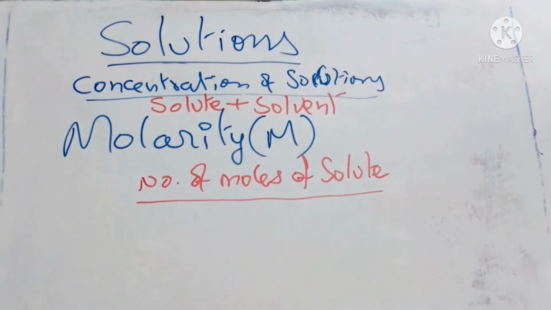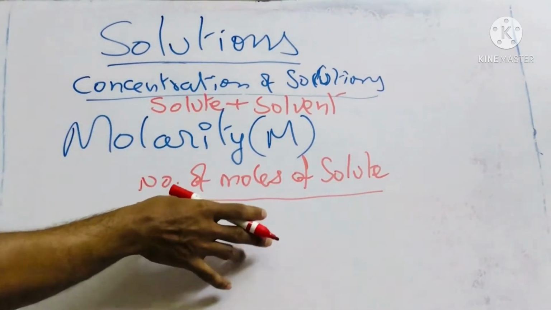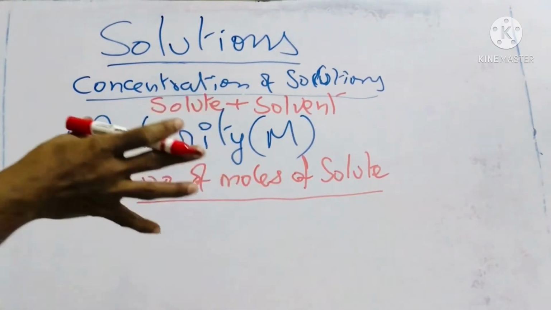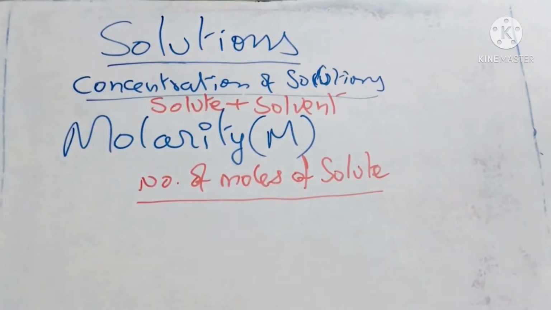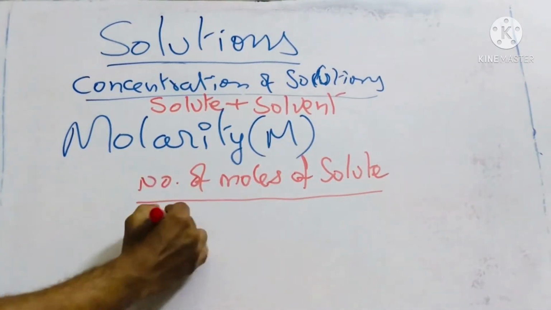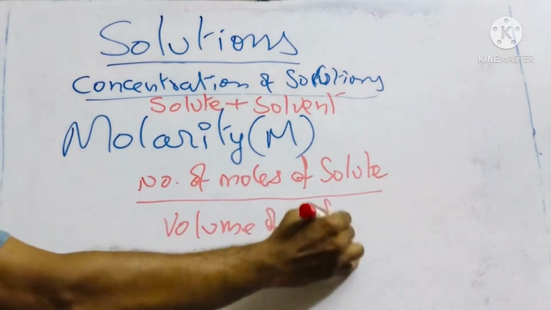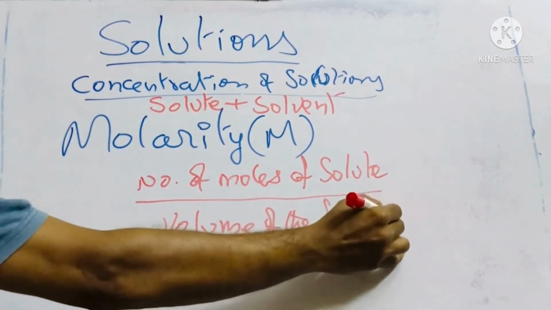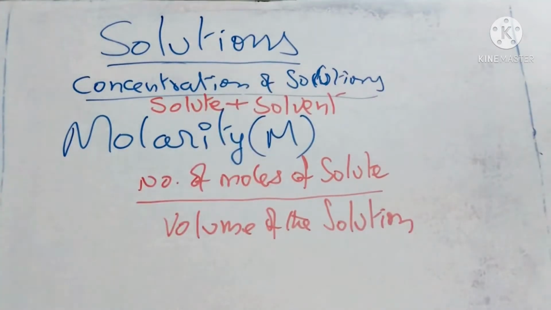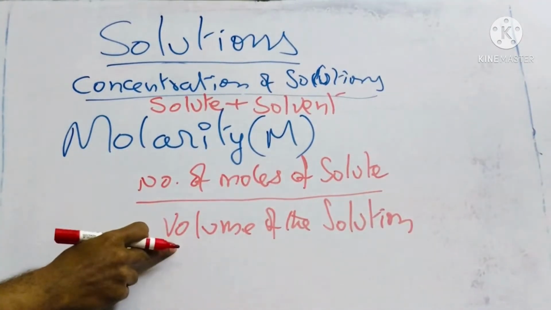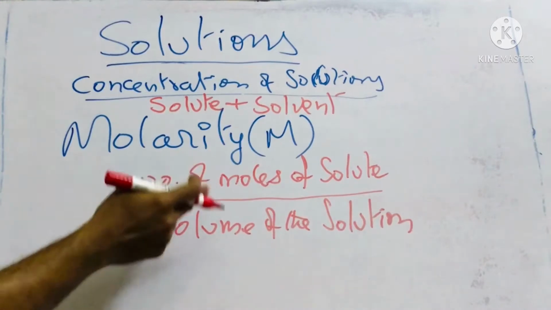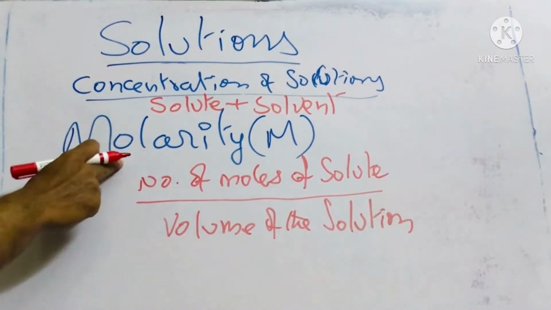For example, if I take 1 liter of solution, in 1 liter of solution, how many moles of solute are present? That tells about its molarity. So you can put here the volume of the solution. If it is 1 liter, the number of moles of solute per liter of the solution is called molarity.